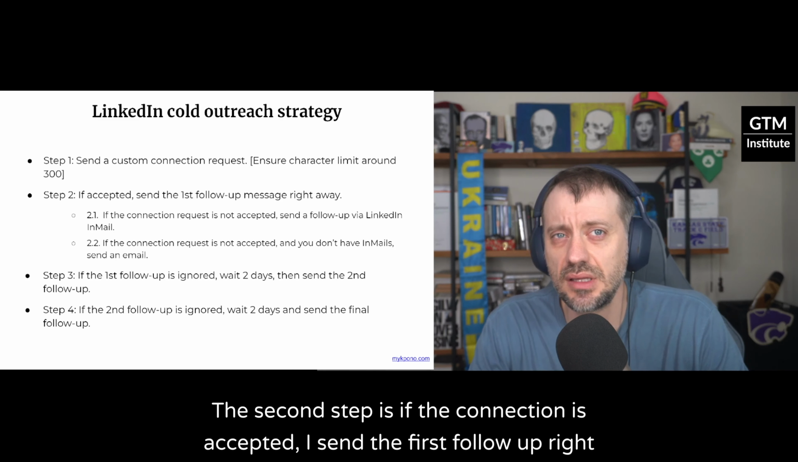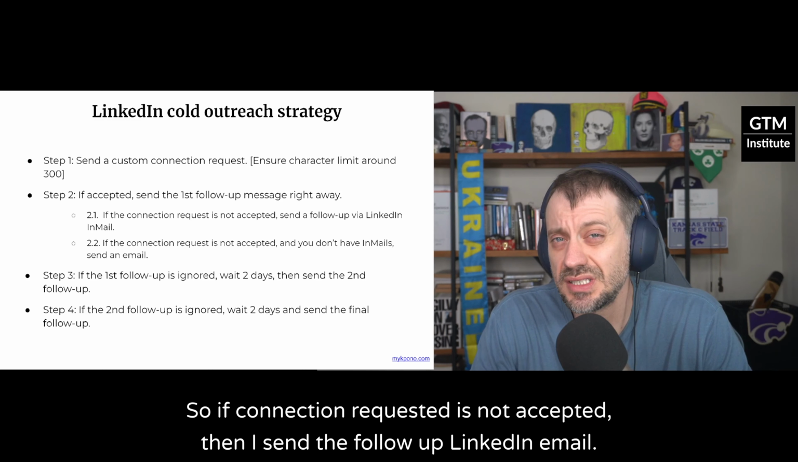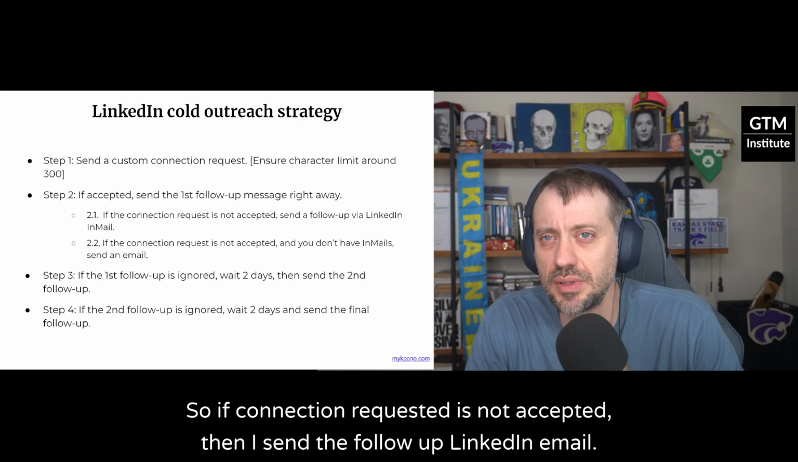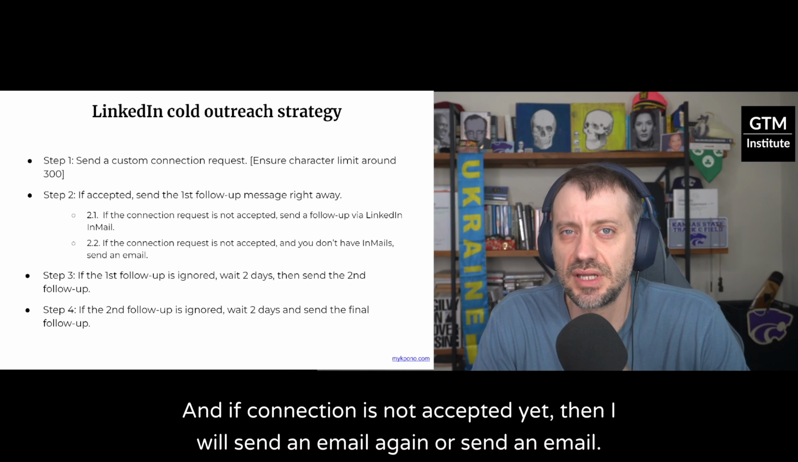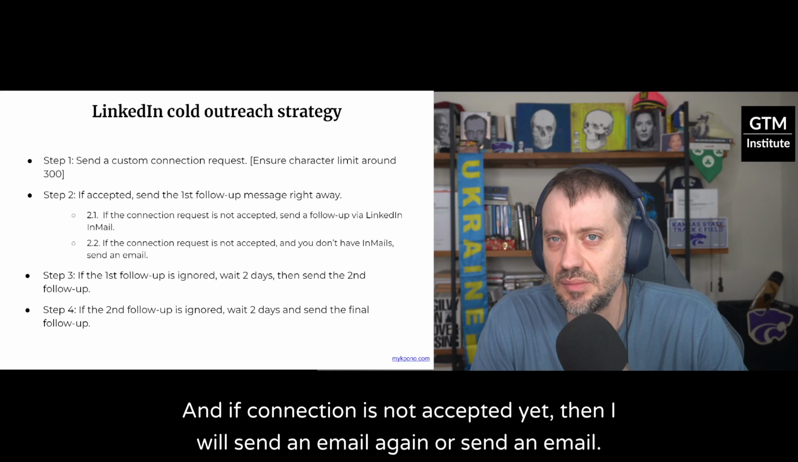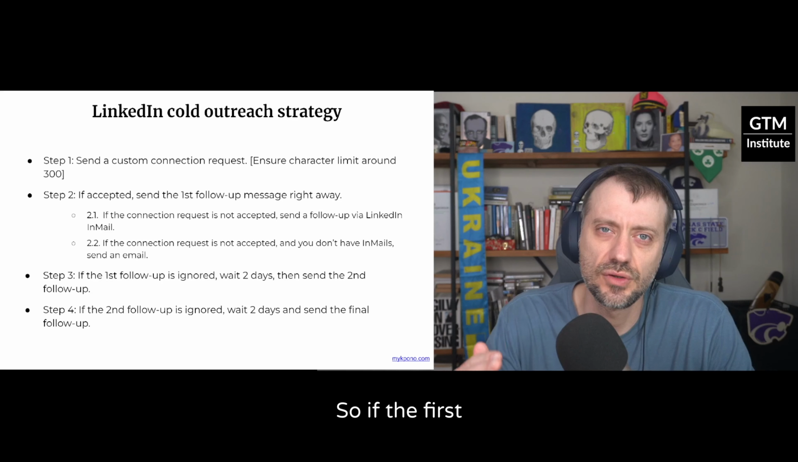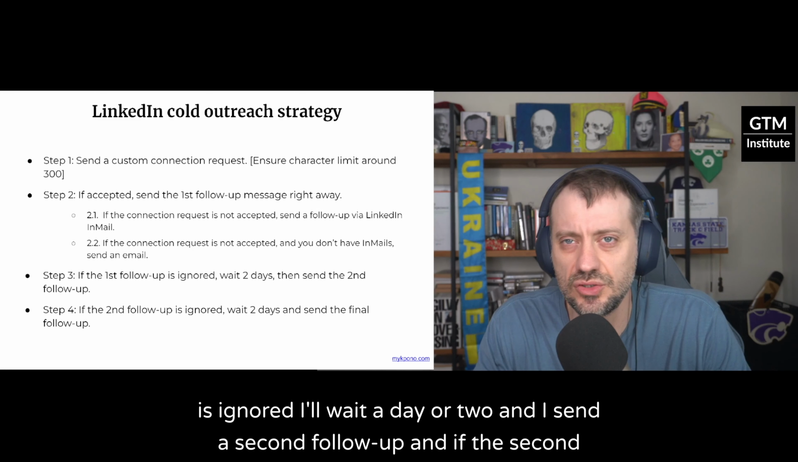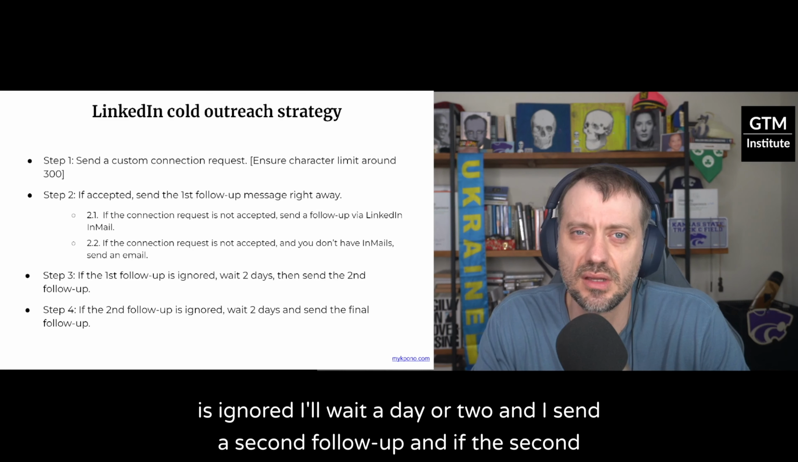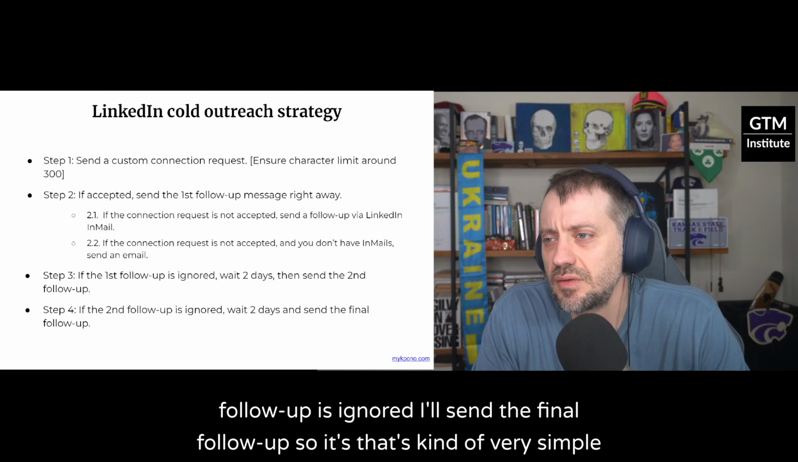The second step: if the connection is accepted, I send the first follow-up right away. If the connection request is not accepted, then I send the follow-up LinkedIn email, or send an email. If the first is ignored, I'll wait a day or 2, and I send a second follow-up. And if the second follow-up is ignored, I'll send the final follow-up. So that's very simple.